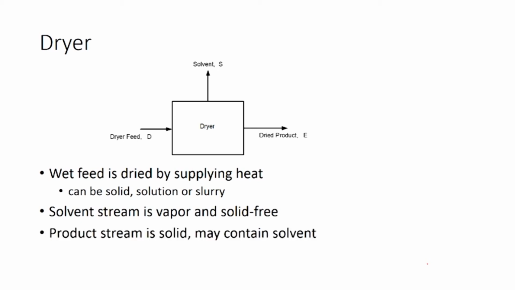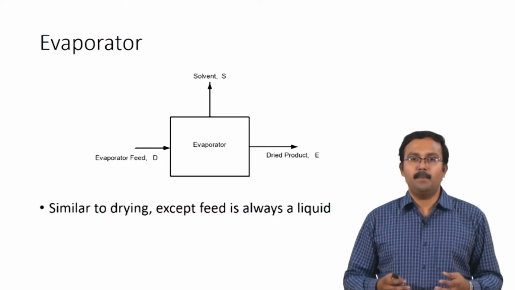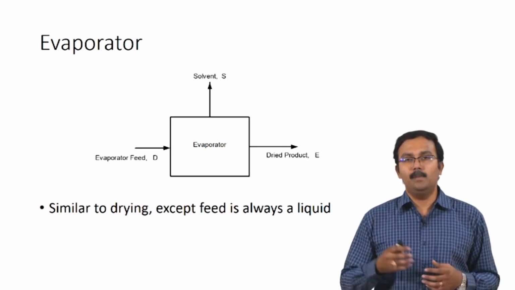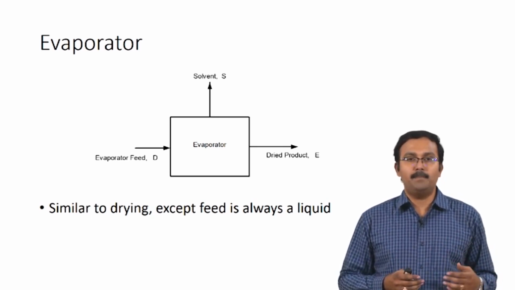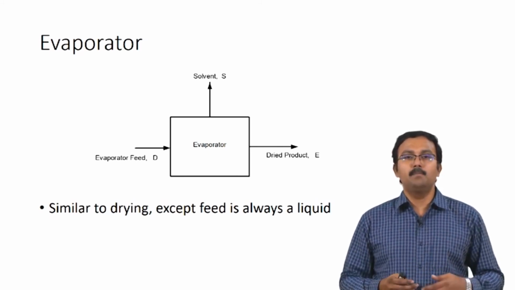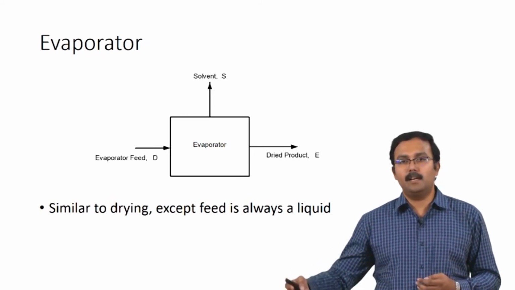The product stream is a solid, however, it does not have to be only the solid. Some of the solvent may still be present in the final stream, because not always is the feed fully dried and you end up with a bone dry material. You might want to just reduce the concentrations. Another process is an evaporator, which is very similar to drying, except here the feed is always a liquid. So, you have an evaporator feed which is a liquid sent to an evaporator where heat is supplied to remove some of the solvent and you end up with a dried product.